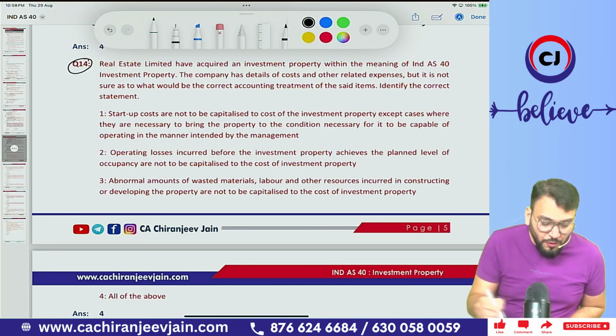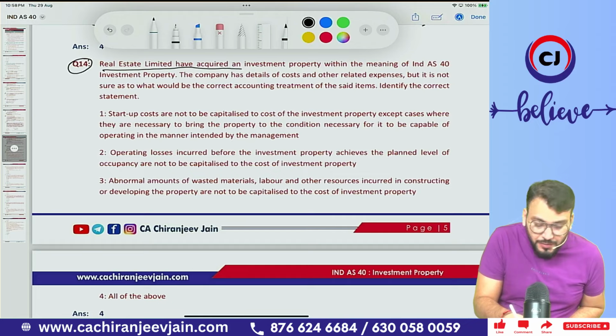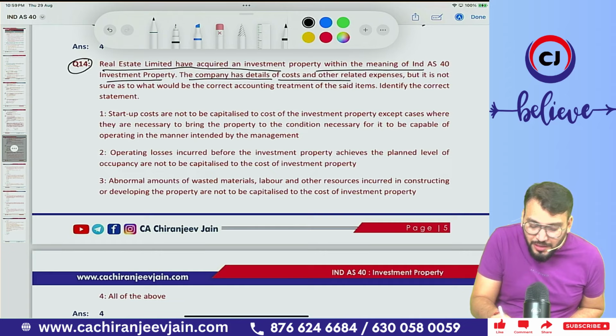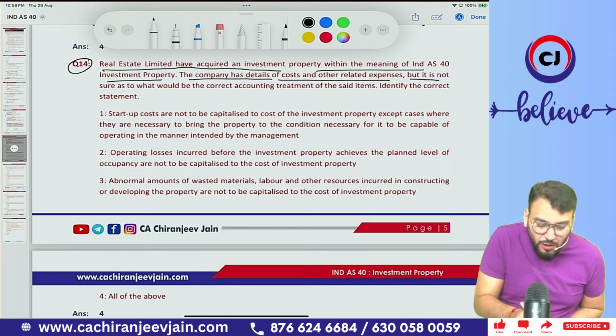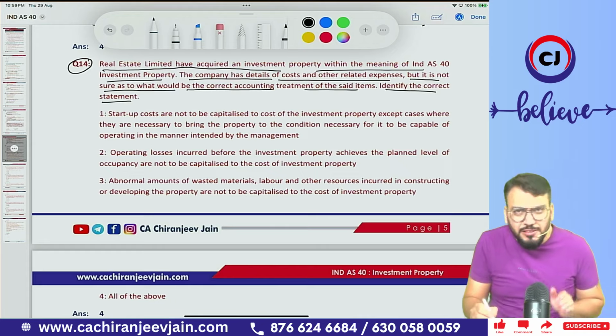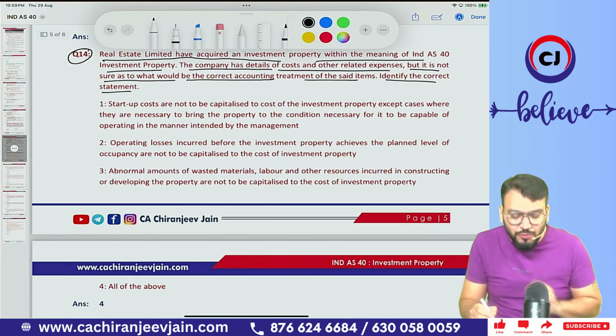Now come to question 14. Real Estate Limited have acquired an investment property within the meaning of Ind AS 40. The company has the detail of cost and other related expenses, but it is not sure as to what would be the correct accounting treatment of the said item. Identify the correct statement. Means they have given some options. We need to identify which one is correct.